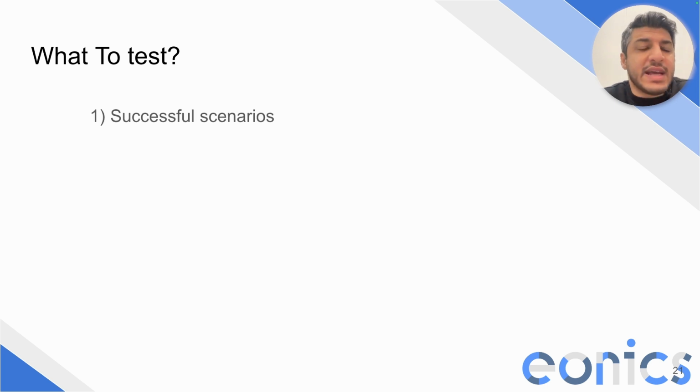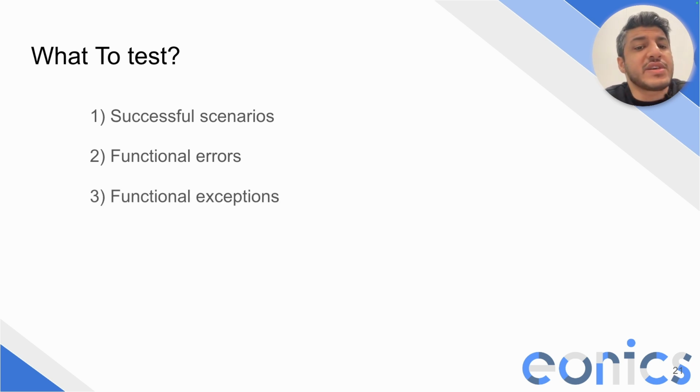So what do we test in general? We test successful scenarios. We test functional errors. So what are functional errors? These are the errors that functionally happen in your service. For instance, something in your business logic that you don't want to happen, you test here. And then we have functional exceptions. You have to make sure that no exception that you don't want is thrown in your service, or that the ones that you want actually are thrown.